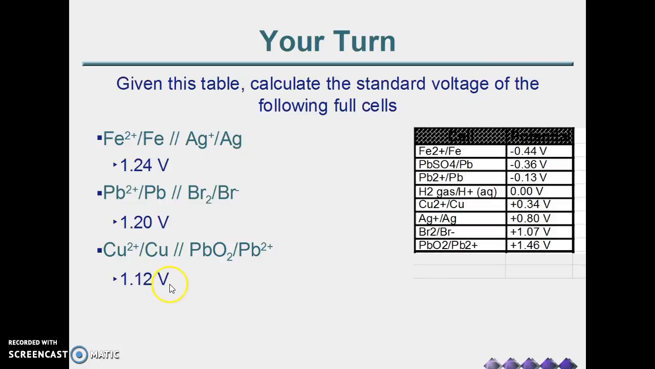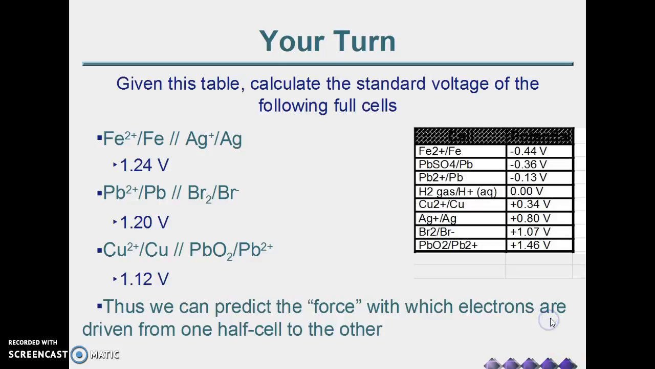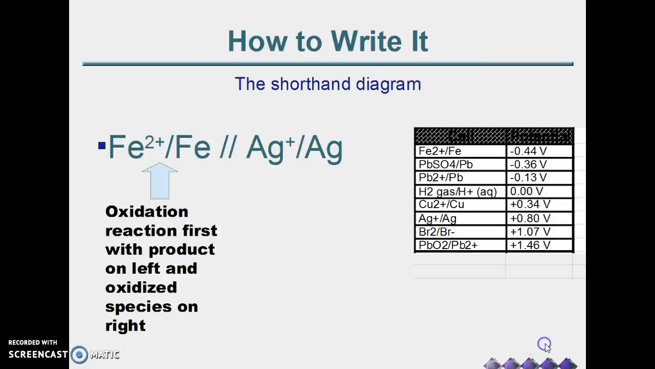This is 1.12 volts. Now notice, this is where our oxidation is going to occur. This is where our reduction is going to occur. We're going to have to change the sign here and add. If we now change this to minus 0.34 volts and add it to 1.46, that's how we get 1.12 volts. So we can predict the force with which electrons are driven from one half cell to the other. And this, of course, is what we would measure with a voltmeter, say in an automobile.